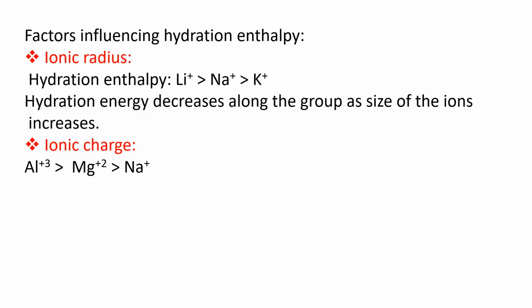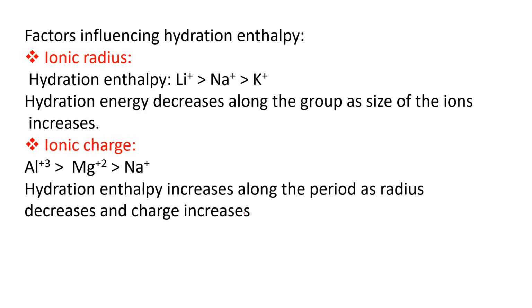So when overall charge density increases, what will happen? The stronger ion-dipole interaction, that means the interaction of the ion with the dipole of the water molecules, increases. So hydration energy increases. That means the energy released during hydration increases. So here aluminium will have the highest hydration energy, then magnesium, then sodium. So hydration enthalpy increases along the period as radius decreases and charge increases.